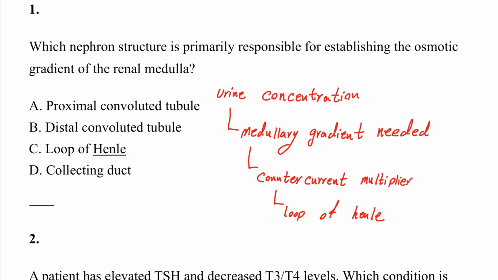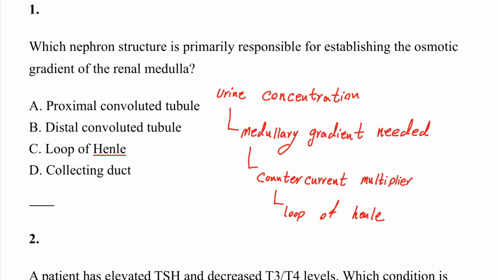So to answer this question, let's think about how the kidney concentrates urine. We start with the fact that concentrated urine requires a strong osmotic gradient in the renal medulla. The next question is, which structure creates that gradient? The key mechanism here is the countercurrent multiplier system.